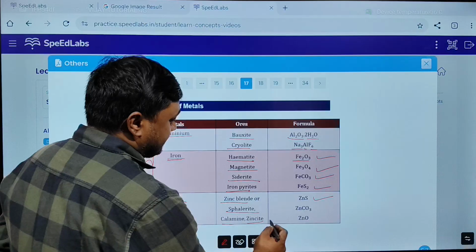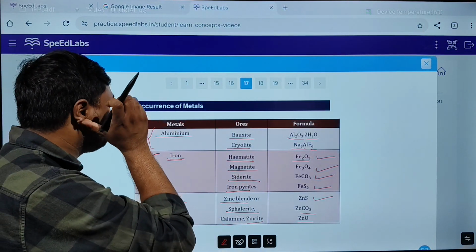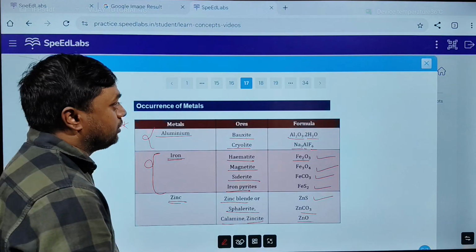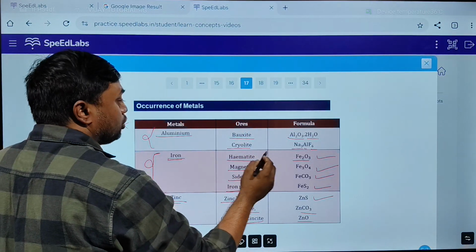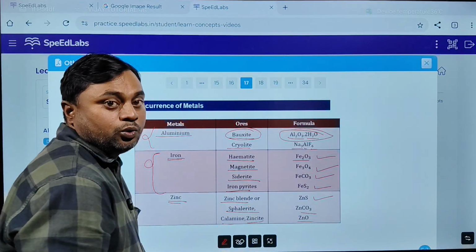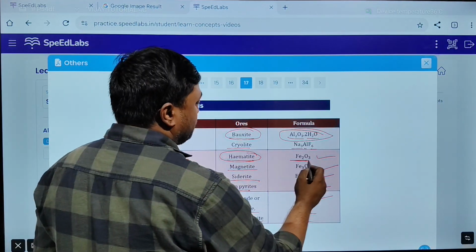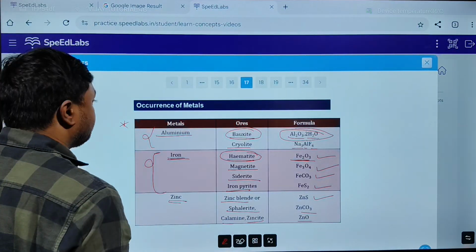And calamine and zincite, you can see. So these are the main ores of a few elements. You should remember the main ore of aluminium is bauxite, with the formula Al2O3.2H2O, and hematite is the main ore of iron, which is Fe2O3.